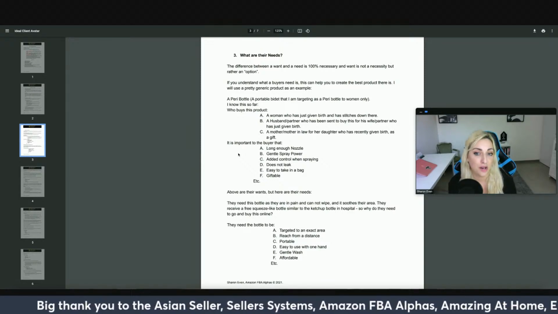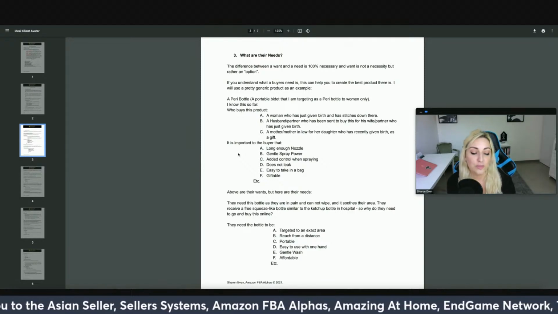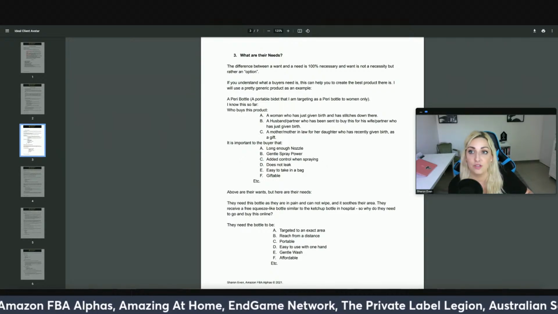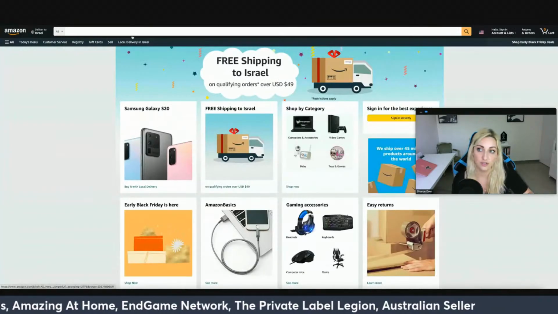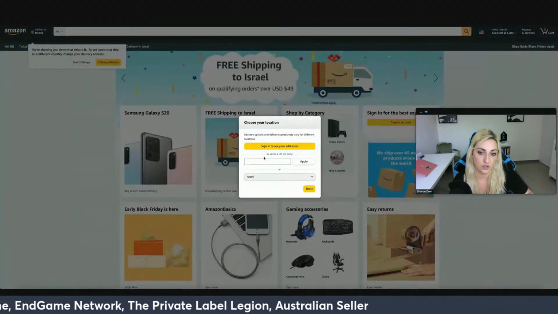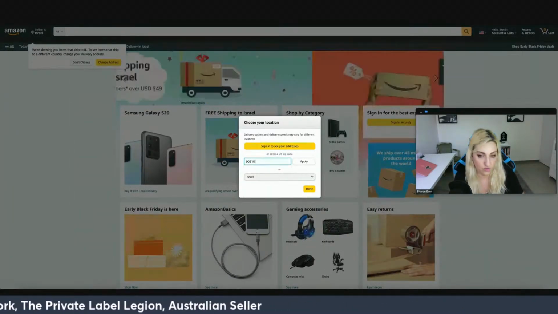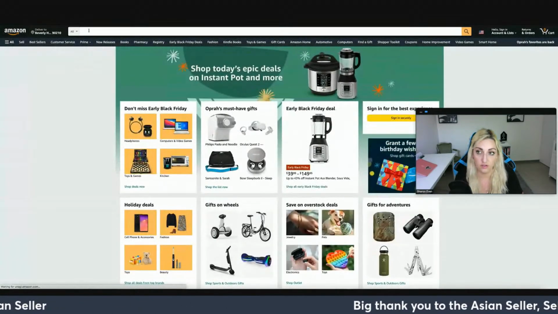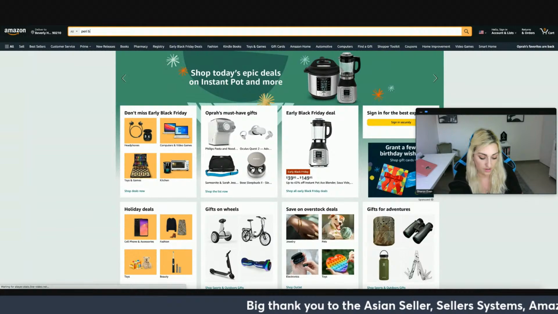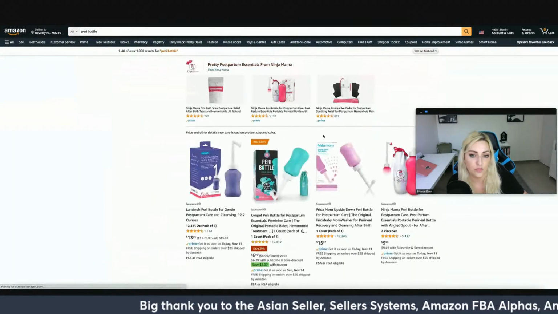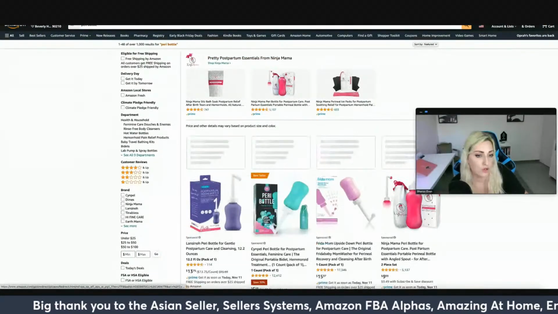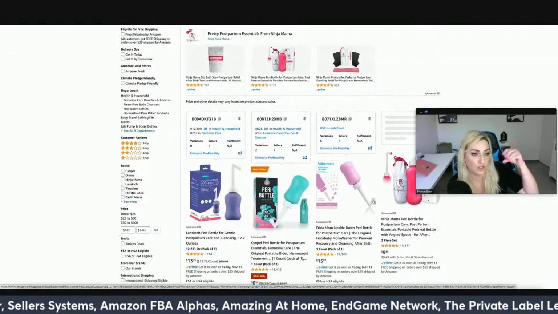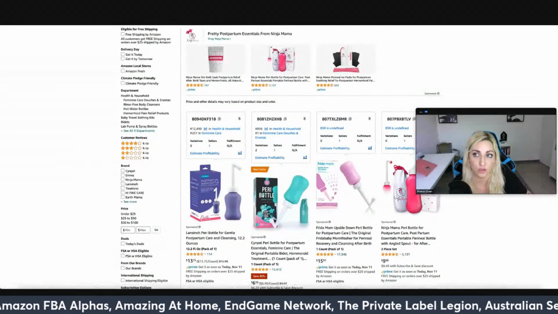A Perry bottle. So if you don't know what a Perry bottle is, I will quickly go into Amazon and show you what it is. Let's go into Amazon. Let's change this to 90210 and let's put in Perry bottle. This is a Perry bottle. Okay, it's a bottle that you put water in, has a long nozzle, you go like this. It's basically a portable bidet. That's what it is.